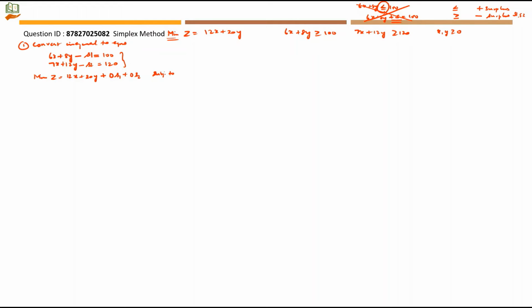And from here we can say x and y are greater than or equal to 0, and s1 and s2 both should be greater than or equal to 0. Whenever we want to find a basic feasible solution from surplus variable placed equations, we will always make x and y to be 0, and then we will find the value of s1 and s2. In this case, making x and y 0, we can find s1 is equal to minus 100 and s2 is equal to minus 120.